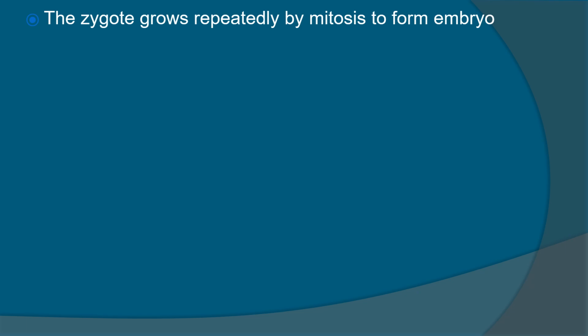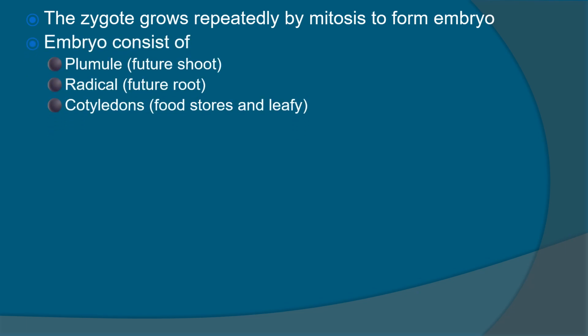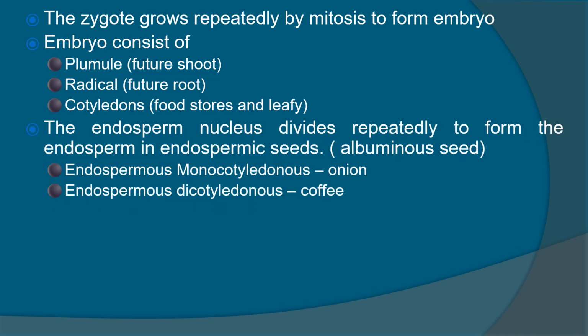The zygote grows repeatedly by mitosis to form the embryo. The embryo consists of plumule, radicle, and cotyledons. The endosperm nucleus divides repeatedly to form the endosperm in endospermic cells.